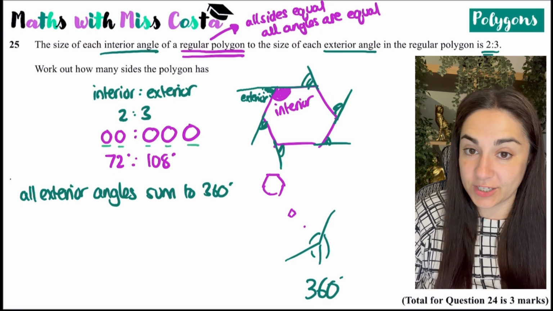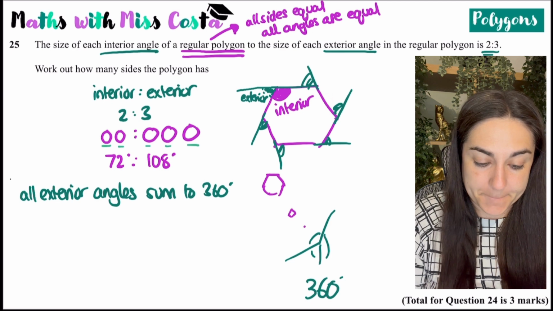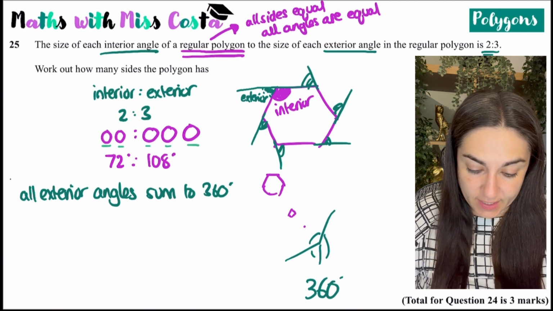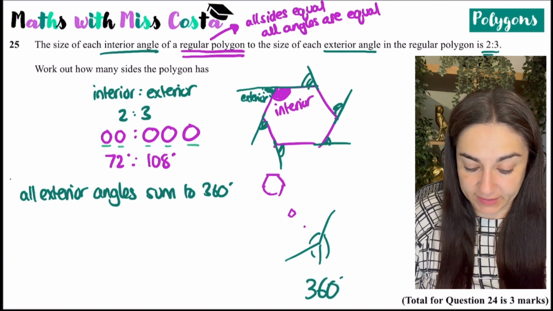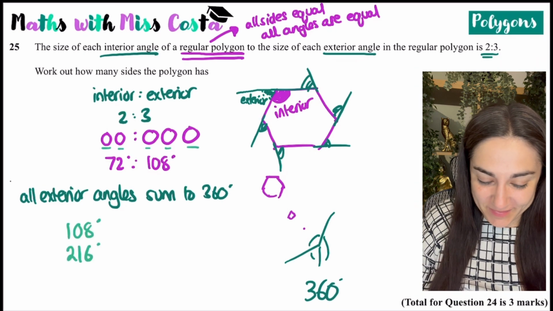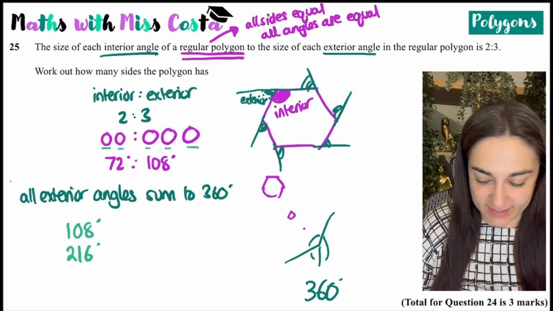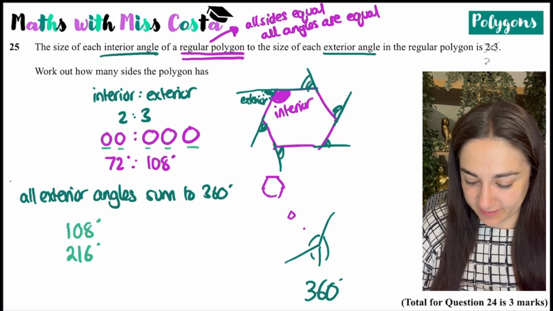So what I can do is then think to myself, okay, if all of the exterior angles sum to 360 degrees, how many? So found another little error. It's supposed to be the other way round. It's supposed to be 3 to 2.